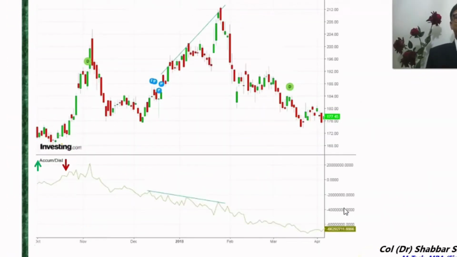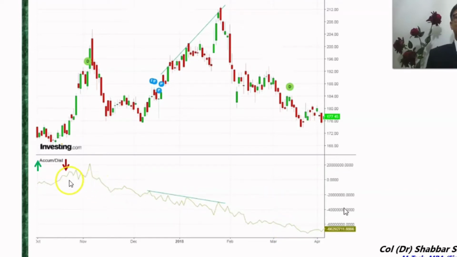Welcome back. Now let us have a look at the second technical indicator, and that is called accumulation distribution. And where to look for the indicators? You go to investing.com or any other website of your choice, and you can have a look at the indicator. So what you see on top over here is the normal candlestick chart, and below this graph, what you are seeing, that is called the accumulation distribution graph.